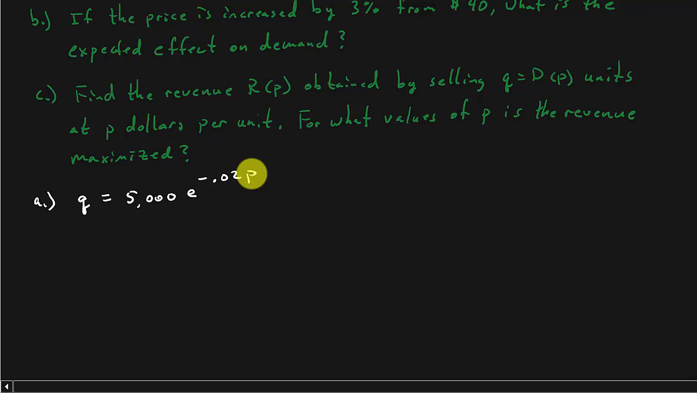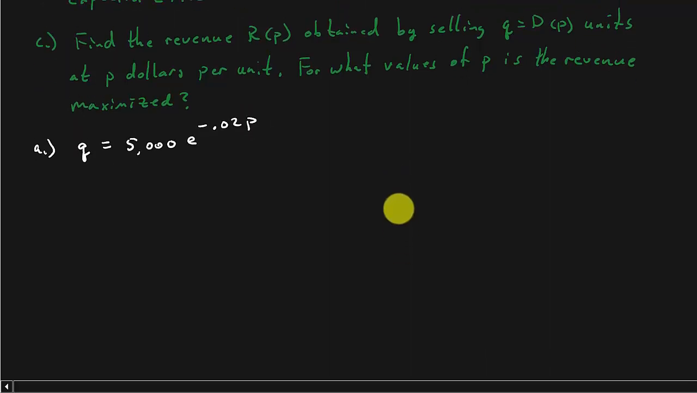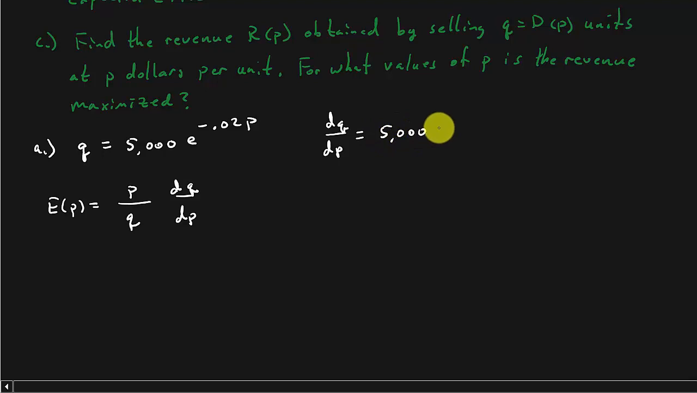All right, and so remember, your elasticity of demand is what? The elasticity of demand is P over Q times dQ/dP. That's your formula for it. Okay, so we need the derivative of Q. So the derivative of Q with respect to P is equal to 5,000 e to the negative 0.02 p times the derivative of your exponent, negative 0.02.